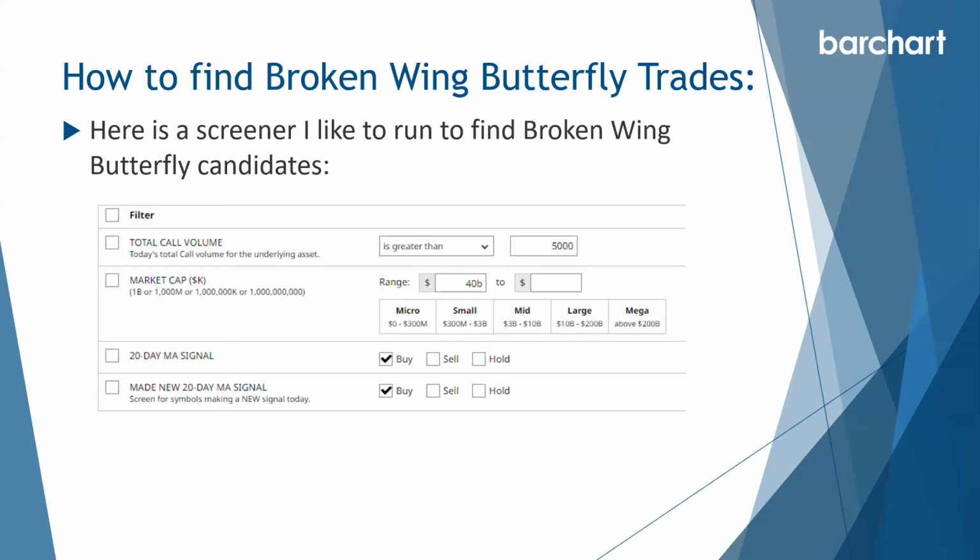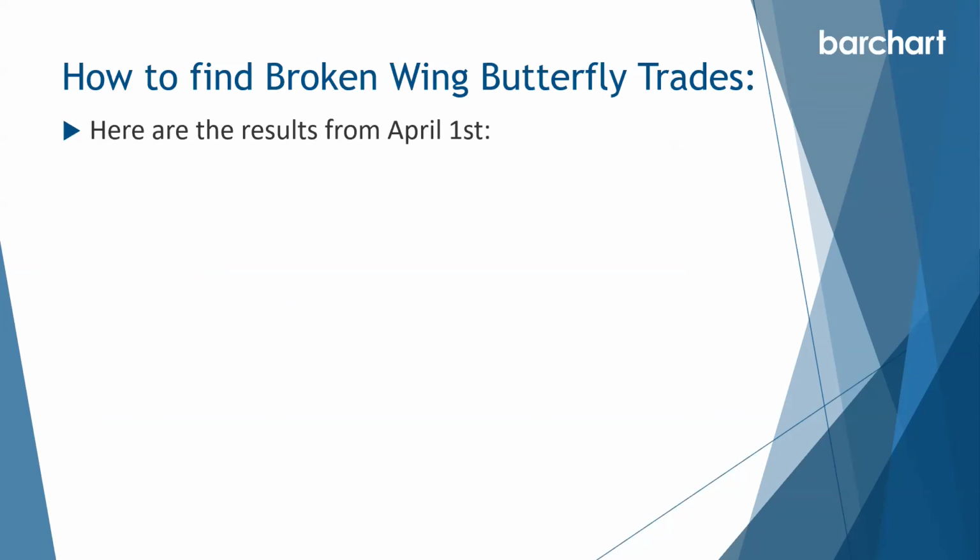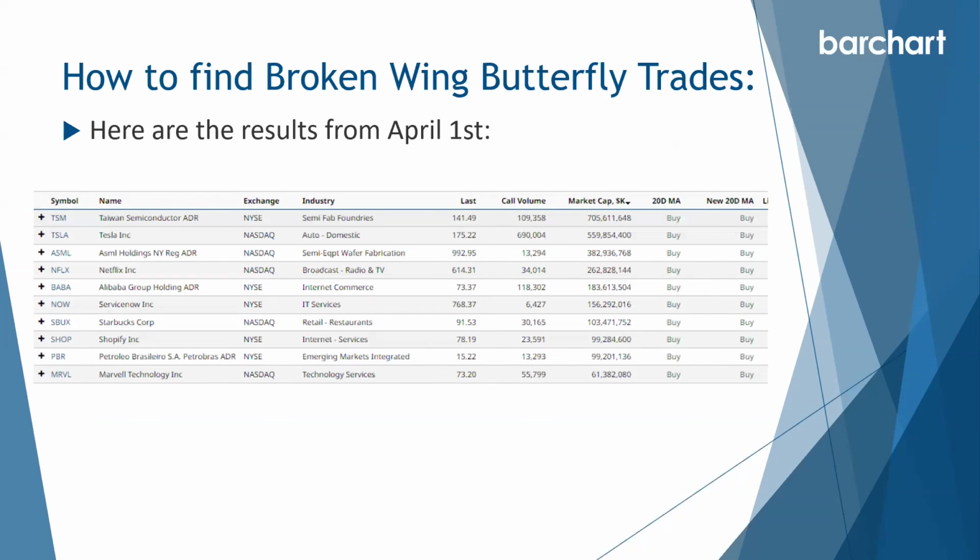So definitely we don't want to be looking at stocks that are in downtrends. We want stocks that are looking like they'll be in an uptrend or at worst stay sort of flat to slightly lower. And here are the results from April 1st for that particular screener. So you can see here lots of highly liquid names. This was how I found the Netflix example that we just looked at.